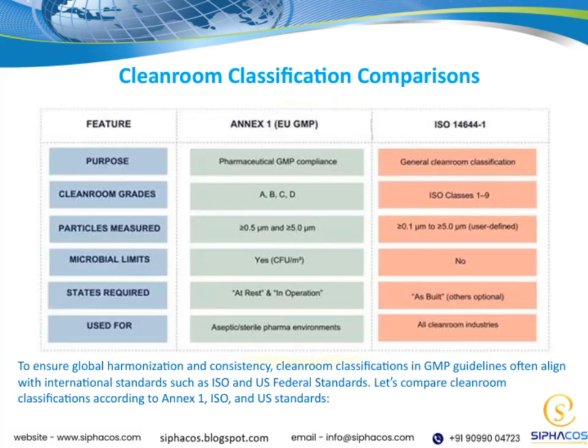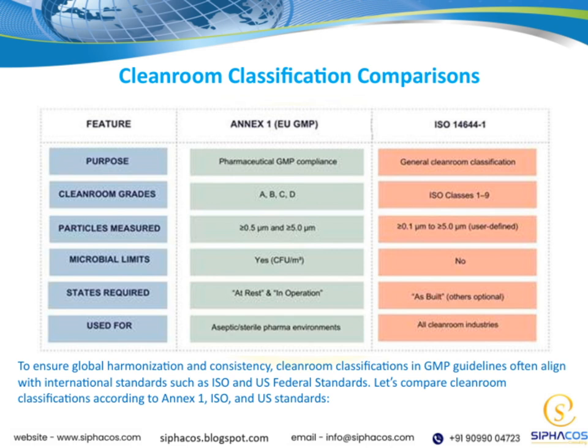Let's take a moment to look at how cleanroom classifications are aligned across different standards to ensure global harmonization and consistency. In GMP guidelines, you'll notice that the classification systems are often matched with international standards like ISO and US federal standards. This alignment helps streamline quality expectations worldwide and makes compliance clearer for everyone involved.